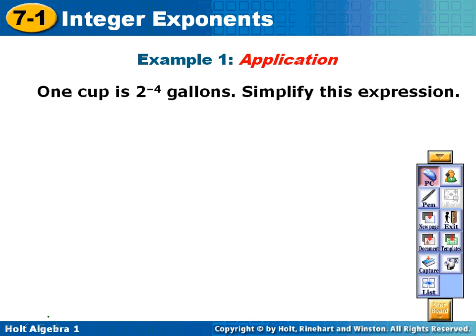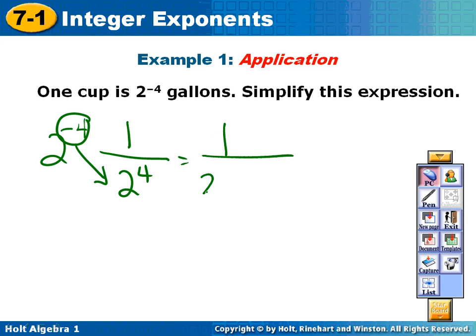Here's an example. We have 1 cup is 2 to the negative 4 gallons. You have to simplify this expression. 2 to the negative 4 means 2 to the 4th power on the bottom. That's what the negative 4 means, so you switch it to the bottom and put a 1 on top. That's 1 over 2 times 2 times 2 times 2, which is 1/16, and that is 1/16 of a gallon. Try the next one. Make sure you write that example down.